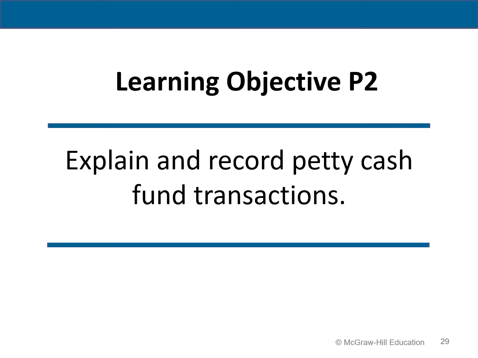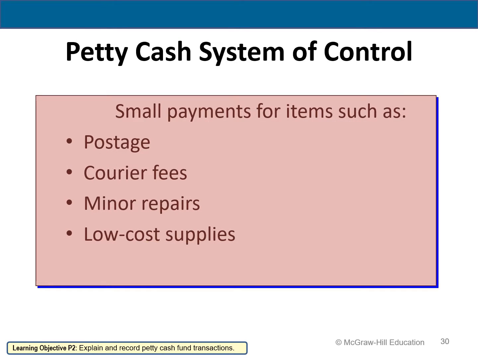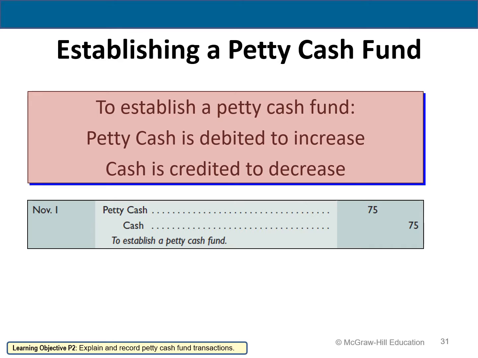All right, so explain and record petty cash fund transactions. To avoid writing checks for small amounts, typically a company will set up a petty cash system. So postage, courier fees, minor repairs, low-cost supplies, that kind of thing, right? The way we establish a petty cash fund is we just move money out of cash. You can have a separate general ledger account for petty cash, and the way that you put a balance into petty cash is you increase your petty cash with a debit and you decrease cash with a credit to establish the petty cash fund. Okay.